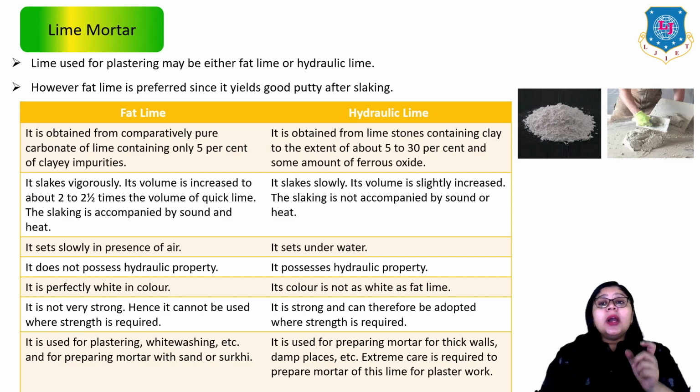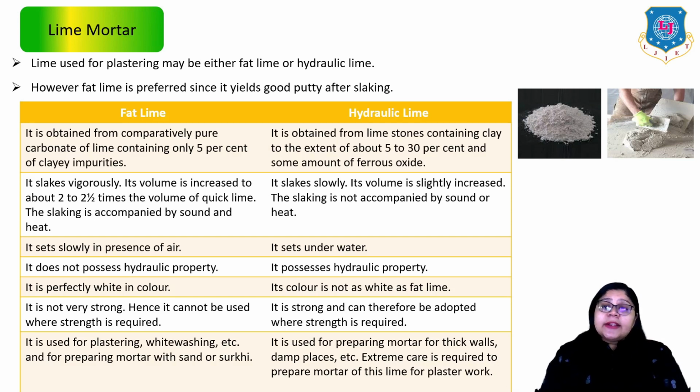So let us see a clear difference between the fat lime and hydraulic lime first. When I talk about the fat lime, it is obtained from comparatively pure carbonate of lime containing only 5% of clay impurities. But when I talk about the hydraulic lime, it is obtained from the limestones containing clay to the extent of about 5 to 30% and some amount of ferrous oxide.